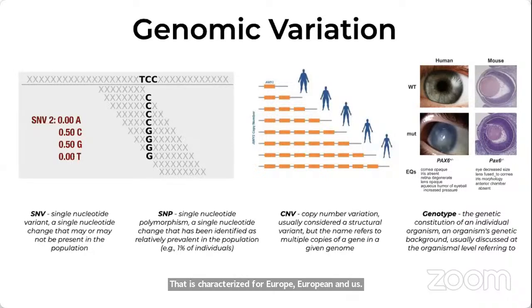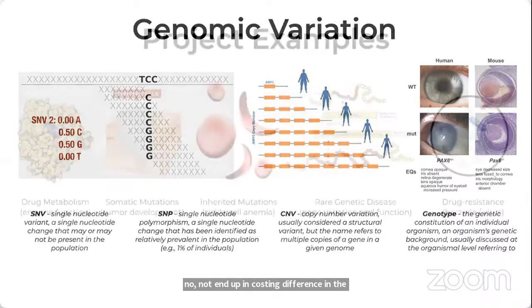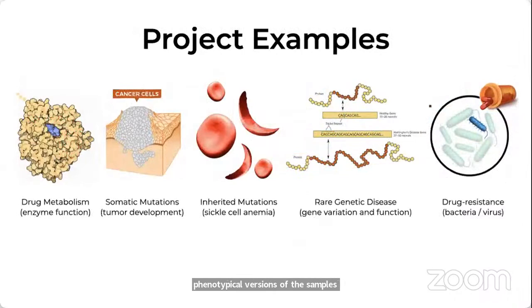So these are all different forms of variants that may or may not end up causing differences in the phenotypical versions of the samples. Such analysis to characterize these variants can be performed at many different levels to investigate the functions of a variety of genes in multiple research areas. These research areas can include drug metabolism, by studying the enzyme function that is key in the catalysis and functionality of specific metabolites.